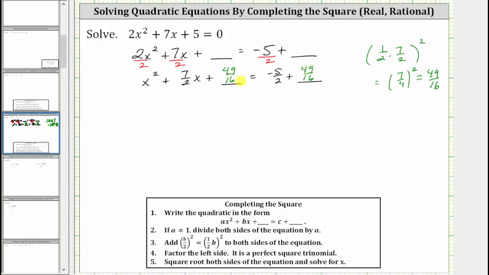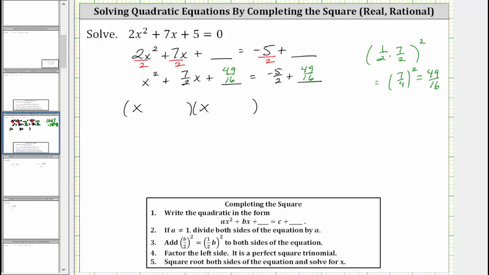Again, this will make the left side a perfect square trinomial. So step 4 is to factor the left side, which again is now a perfect square trinomial. Let's go ahead and show some work. This does factor into two binomial factors. Because the first term is x squared, we have an x here and an x here.